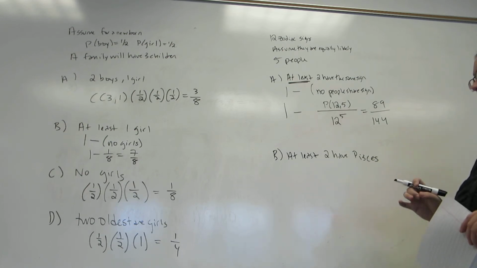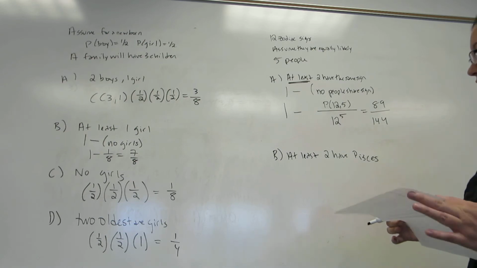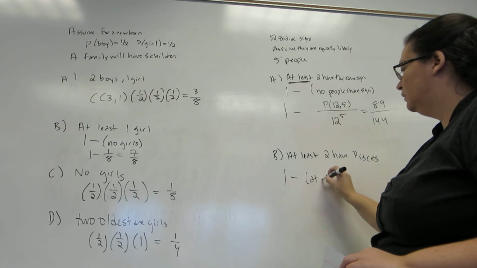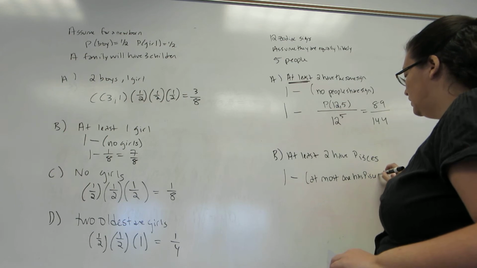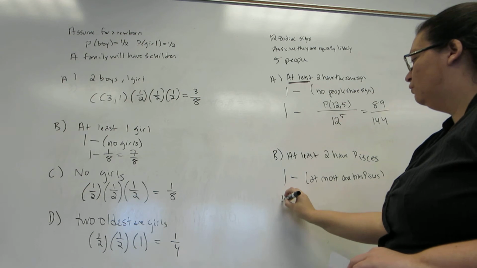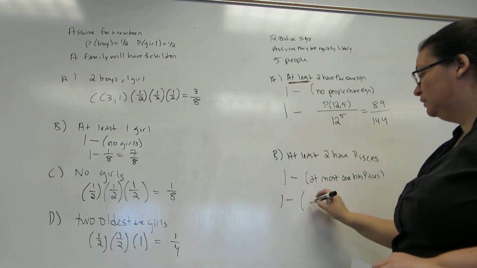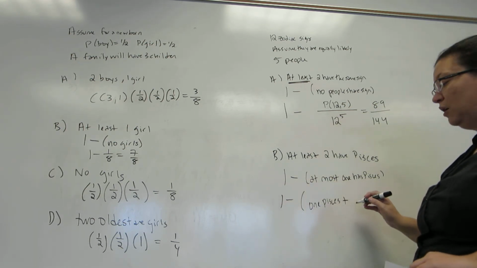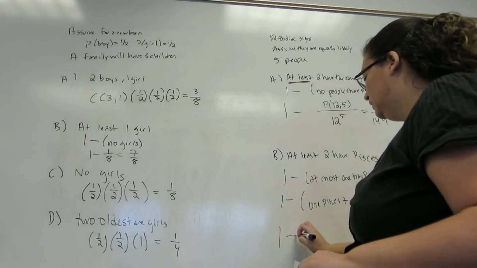Now here, it's a little bit different. I want to know the probability that at least 2 of them have Pisces as their sign. So, again, I'm going to use a complement. This is 1 minus at most 1 has Pisces. Notice I phrased the complement a little bit differently here because I'm being so specific about Pisces. What's really going to happen is that I have 2 scenarios that fulfill this, at most 1 has Pisces. I could have 1 with Pisces, or, meaning I'm going to add the probabilities, I could have no Pisces. So it's going to be 1 minus.